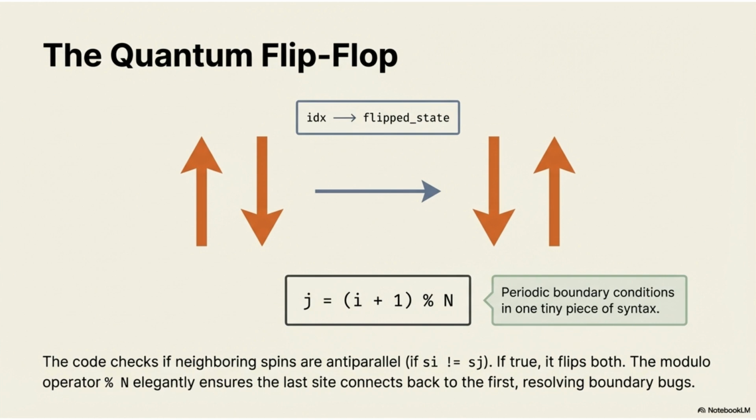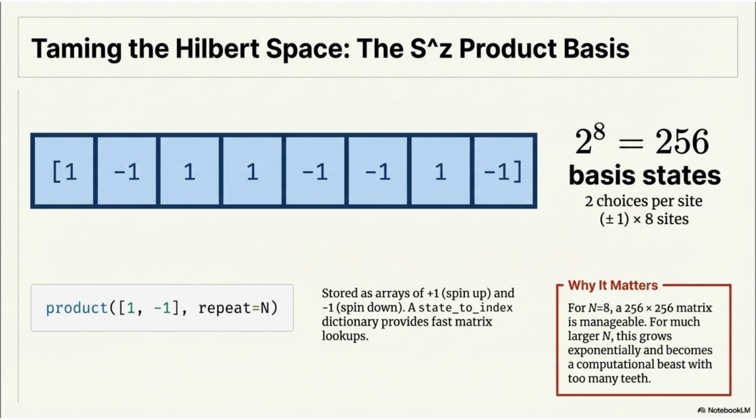The off-diagonal part involves the quantum flip-flop, where neighboring anti-parallel spins are flipped. The modulo operator ensures the periodic boundary conditions, connecting the last site back to the first. For n equals 8, the Hilbert space contains 2 to the power of 8, or 256 basis states, which results in a manageable 256 by 256 matrix. The product basis and state-to-index map are crucial for fast lookups.